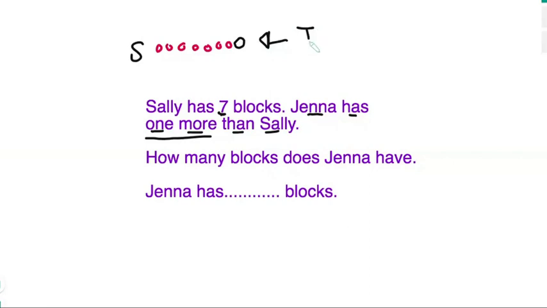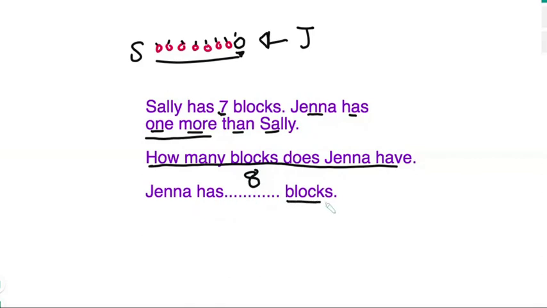Let's put a J for Jenna. These are all Jenna's, because she has 1 more than Sally. So Sally's got 7 and Jenna's got 1 more. How many blocks does Jenna have? Shall we count them to find out the answer? Here we go. 1, 2, 3, 4, 5, 6, 7, 8. Wow, Jenna has 8 blocks. Let's pop our 8 down there.